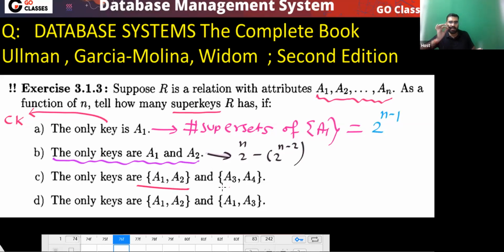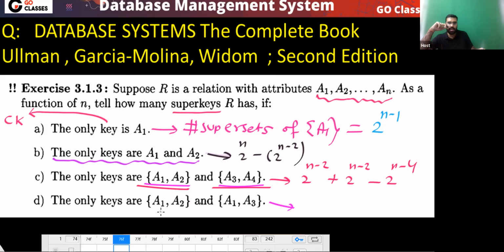The only keys are A1, A2, A3, A4. This is also very simple. You just find out the supersets, so 2 power n minus 2 plus 2 power n minus 2 minus 2 power n minus 4, right? Correct? Yes or no? For this question, that will be the answer, because remember, here you have A1, A2 and here you have A3, A4. So that is the reason this is happening.